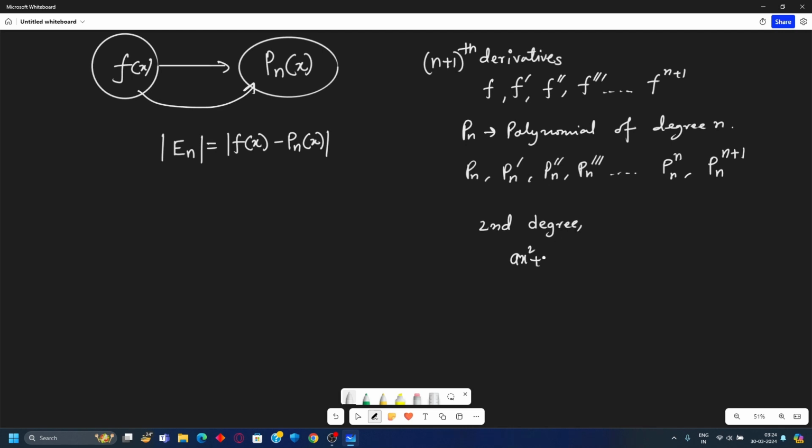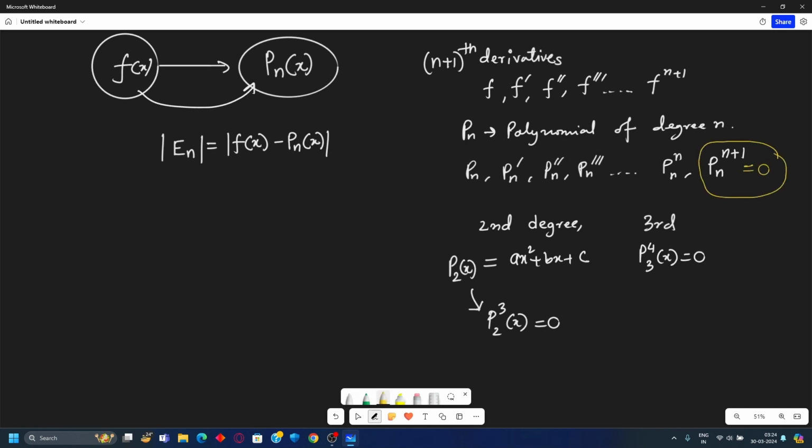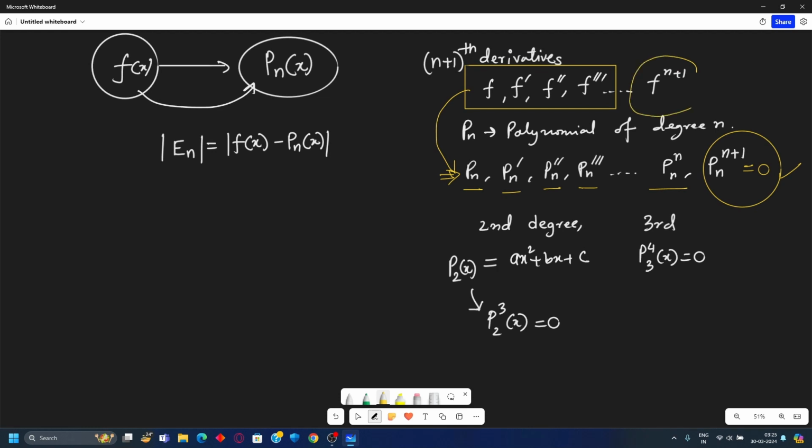Now remember that whenever you take a second degree polynomial, let's say a x square plus bx plus c, the third derivative of this second degree polynomial must be equal to 0. If we take a third degree polynomial, then the fourth derivative must be 0. So the n plus 1th derivative of Pn(x) must be 0. So we have Pn, Pn dash, Pn double dash, all the values there. We don't need to approximate for them, because they are equal. We have to approximate for this portion.